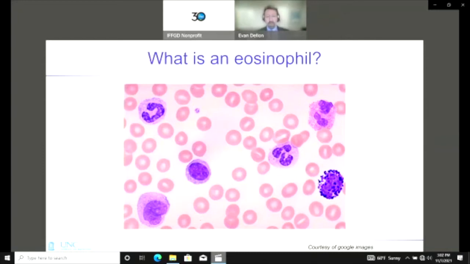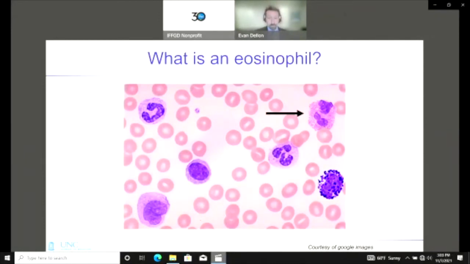So an eosinophil is a white blood cell, and this is a smear of all the white blood cells in the blood, and there's the eosinophil in the top right. And it's one of the kinds of white blood cells that is normally detected in low levels in the blood, and it has a main role of fighting infections. Now, importantly, we never see the eosinophils normally in the esophagus, though you can see them in other parts of the GI system.